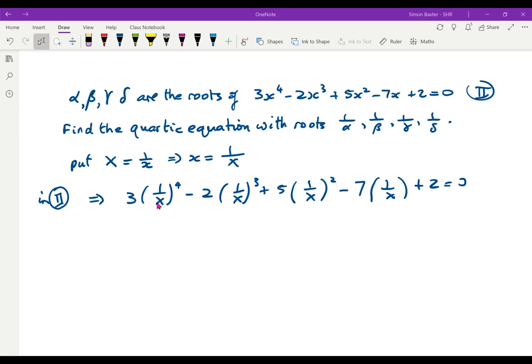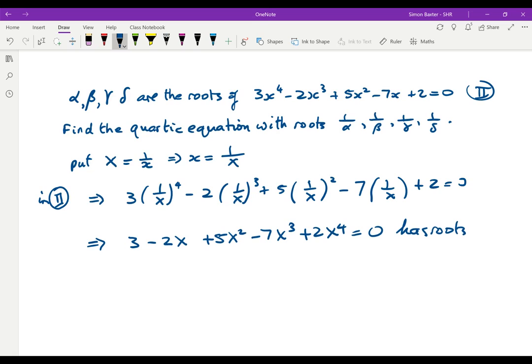Now we know, I'm not going to do this in detail, we know that alpha is a root of this equation. So 3 alpha to the 4 minus 2 alpha cubed plus 5 alpha squared minus 7 alpha plus 2 is equal to 0. If I put big X equal to 1 over alpha, then alpha is 1 over x. And so the left-hand side is 3 alpha to the 4 minus 2 alpha cubed plus 5 alpha squared minus 7 alpha plus 2, which we know is 0. We know that x equals 1 over alpha is a root, and similarly 1 over beta, 1 over gamma, 1 over delta, and so we can get rid of that. The equation we want, we've got. We multiply by x to the 4, and you get 3 minus 2x plus 5x squared minus 7x cubed plus 2x to the 4 equals 0, has roots 1 over alpha, 1 over beta, 1 over gamma, 1 over delta.